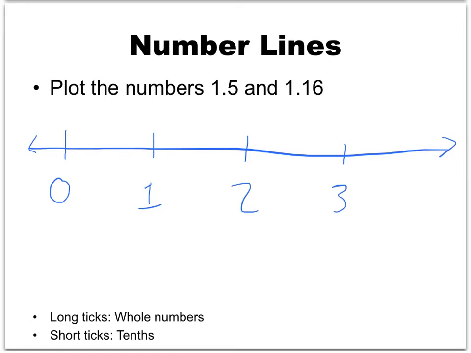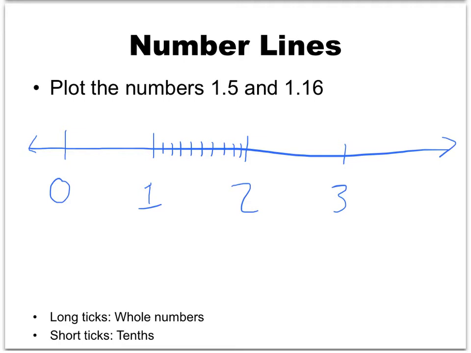And so let's plot some shorter tick marks to represent the tenths place. So both these numbers are between 1 and 2. So let's put some short tick marks here. Let's put 9 tick marks. 1, 2, 3, 4, 5, 6, 7, 8, 9. We'll try to space those out as evenly as possible. And so there, each one of those short tick marks represents a tenth.